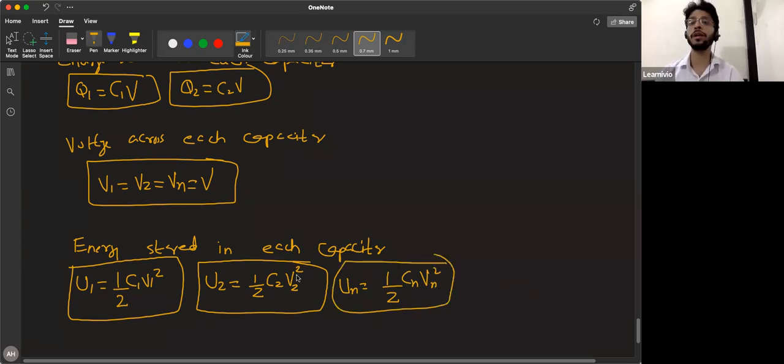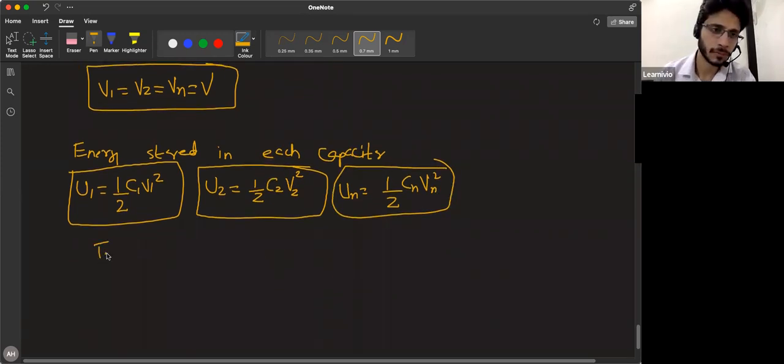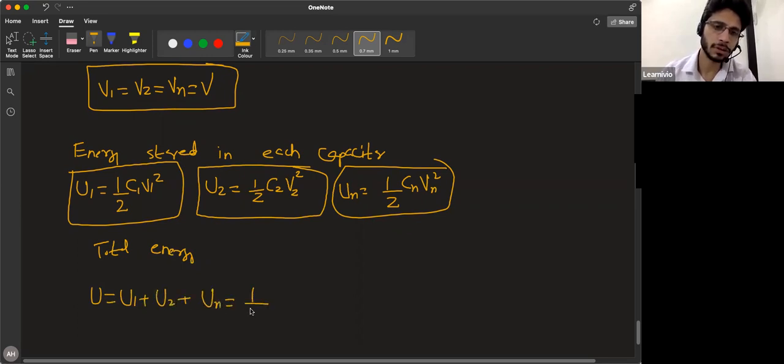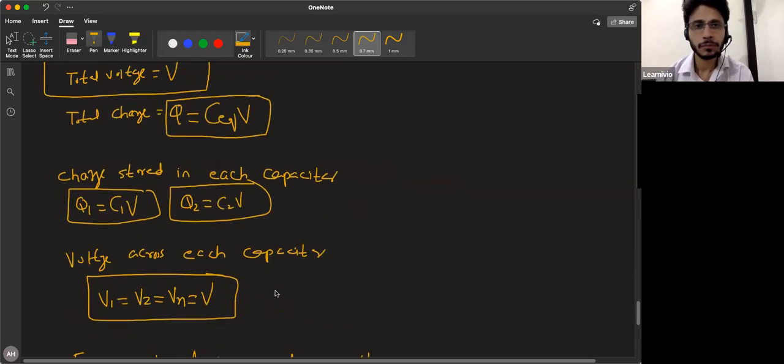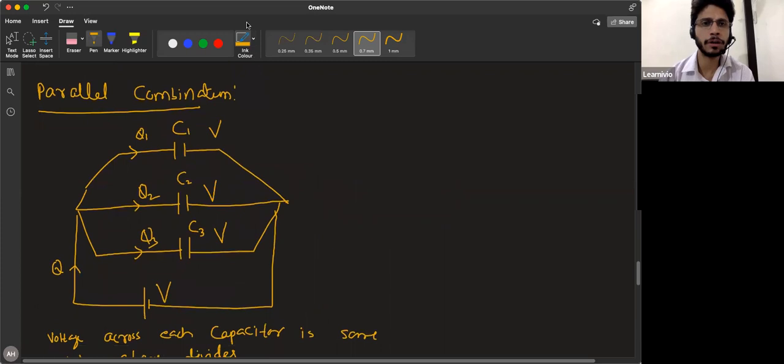If you want total energy, then just add them up. U1, U2, Un, which is half C equivalent multiplied by V square. That's the total energy. This is how we calculate the total energy stored in the capacitors. Half C equivalent V square. Is it clear? Mazia, Ishma, note it down. We'll do one numerical.